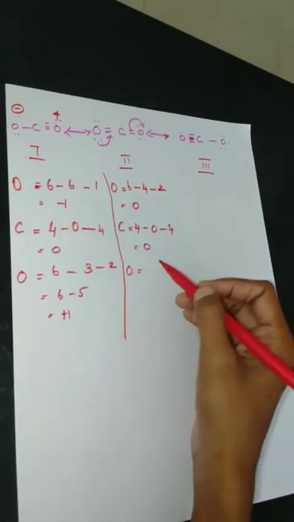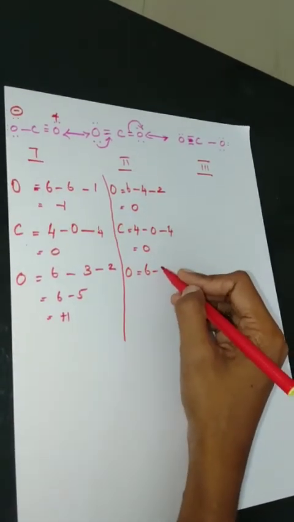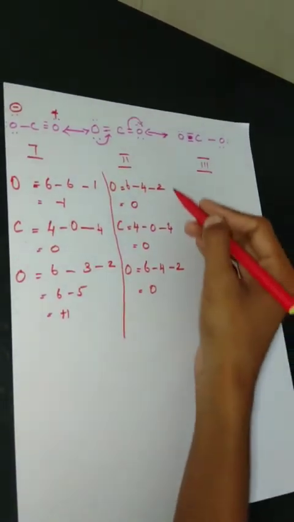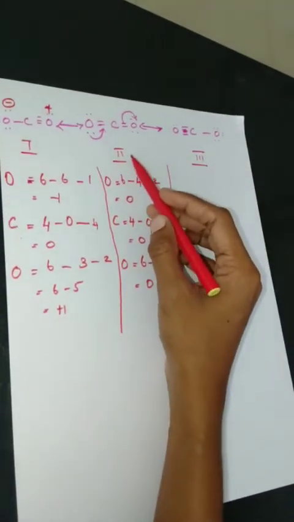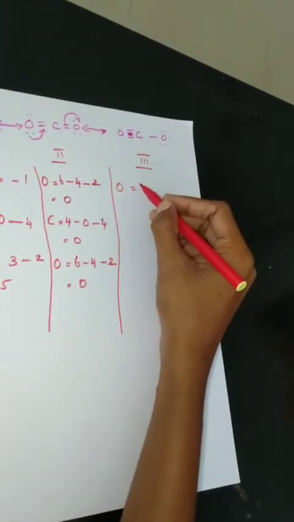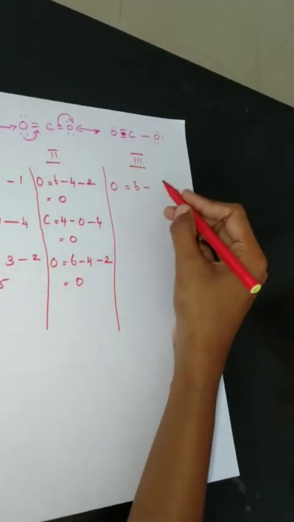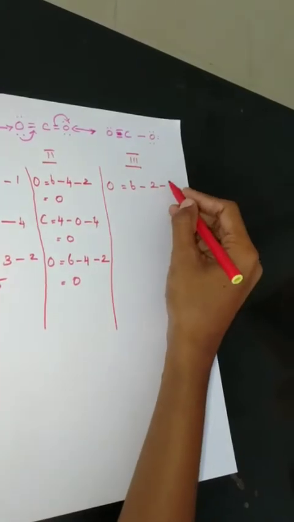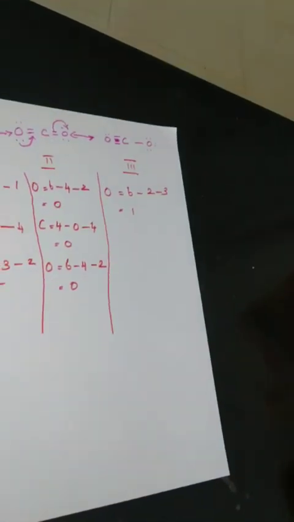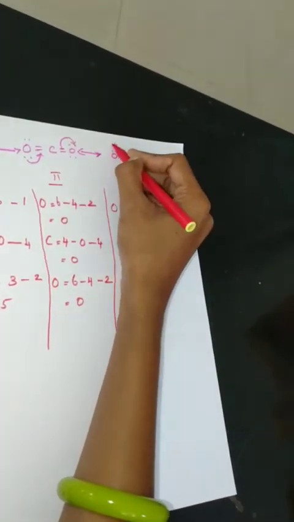And next for oxygen, 6 minus the lone pairs 4, and bonds 2. So 0. So here no charge comes at all. Next, the third structure. In the third structure, oxygen has 6 valence, 2 lone pair electrons and 3 bonds. Okay, so the answer is plus 1. So that is why we put a plus charge here.